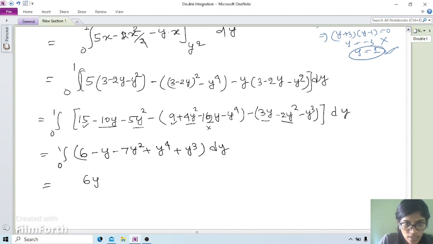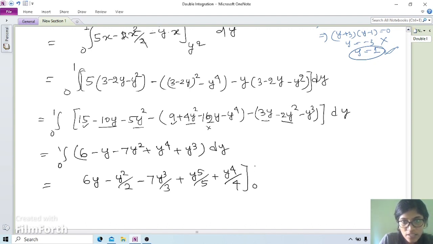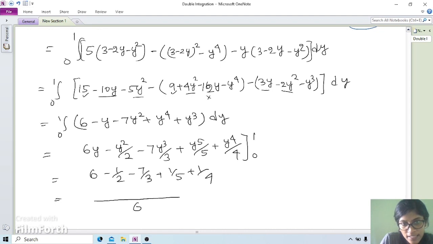Which equals 6y minus y square by 2 minus 7 into y cube by 3 plus y to the power 5 by 5 plus y to the power 4 by 4, with limits 0 to 1. 6 minus 1 by 2 minus 7 by 3 plus 1 by 5 plus 1 by 4 equals, taking 60 as the LCM, 60 into 6, 360 minus 30 minus 140 plus 12 plus 15, which is equal to, simplifying this, the answer will be 217 by 60.